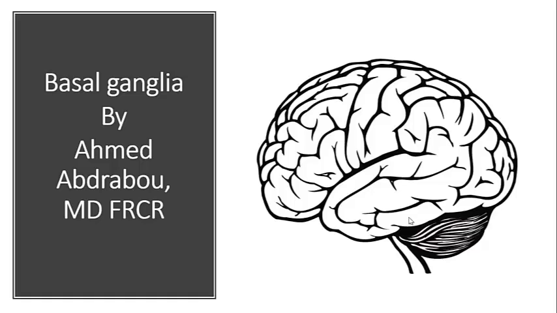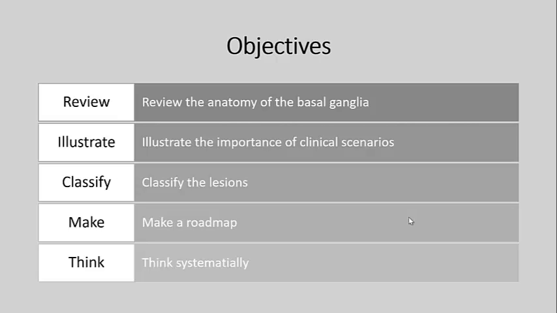Our topic will be about the basal ganglia and what you, as a radiologist, need to know about. First, I have no disclosure, and my objectives are to review the anatomy of the basal ganglia, illustrate the importance of clinical manifestation and clinical scenarios, classify the lesions, make a roadmap, and think systematically.